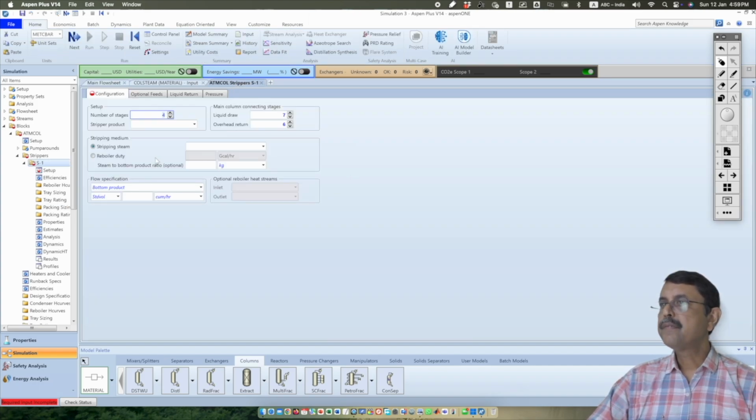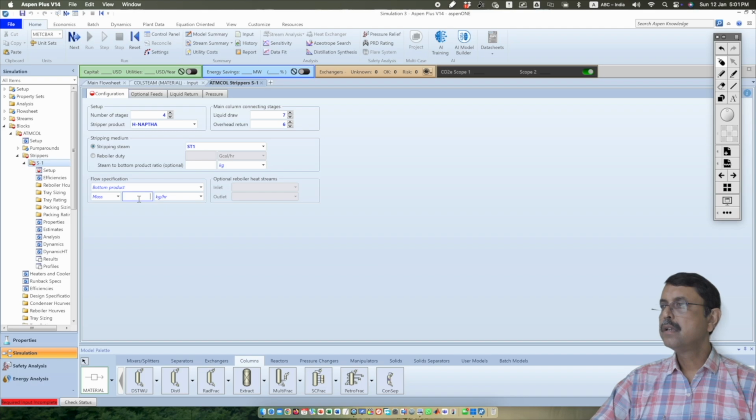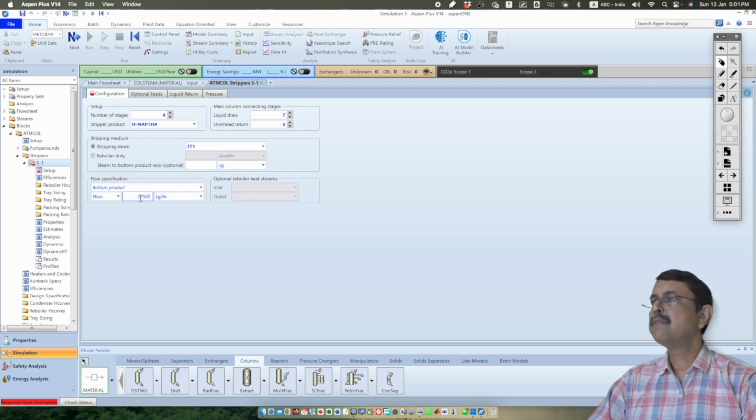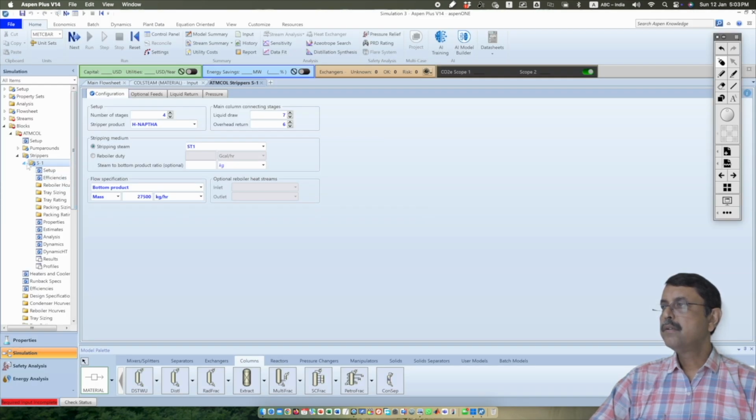Now we won't have such a problem. You see the stripping stream has been activated. So ST1 is the steam input for the first stripper, which we are working with. And the bottom product is 27,500 kg. Now this is how the first stripper has been fixed.